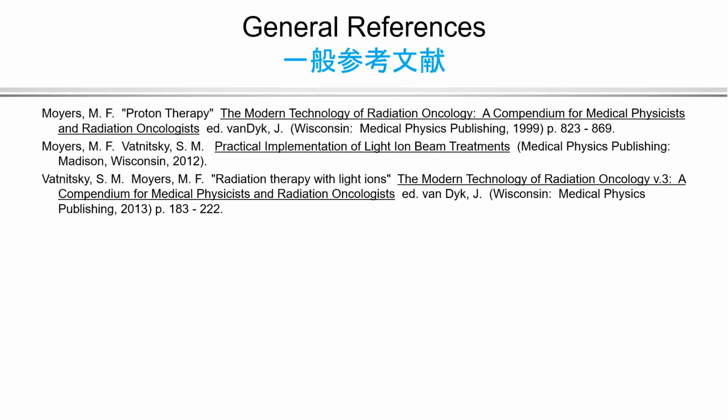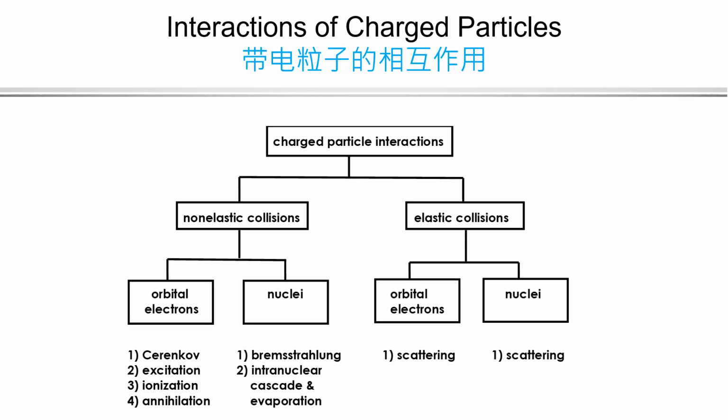This slide provides a short list of general references concerning light ion teletherapy. This slide shows a hierarchy of charged particle interactions. Charged particles can interact via non-elastic or elastic collisions. Non-elastic collisions can occur with orbital electrons, creating Cherenkov radiation, excitation, ionization, or annihilation products. With light ions, there is very little Cherenkov or annihilation.